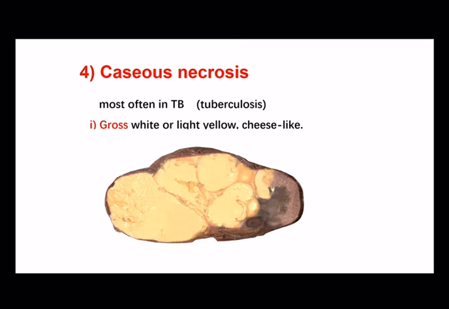Caseous necrosis. It occurs most often in tuberculosis infection. Grossly, the lesion here in the kidney is white or light yellow and cheese-like. The texture is soft and is nodular on the cut surface.